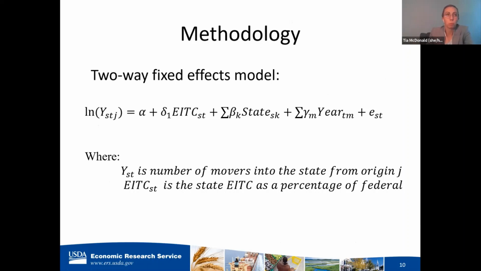Okay, so our methodology is pretty simple. We have a panel. We're going to use a two-way fixed effects model. It's a generalization of a difference in difference to multiple time periods and continuous treatment. On the left-hand side, we're going to use the number of movers into a state from various origins, that could be within a state or external to that state, and whether they come from rural or non-rural. And then we have the EITC as a percentage of the federal level.